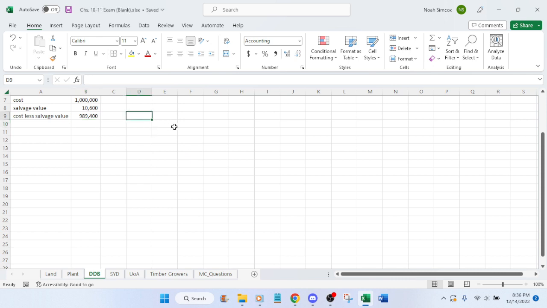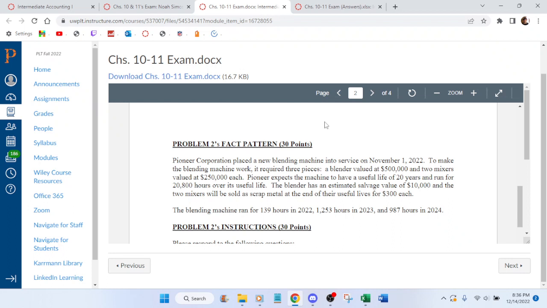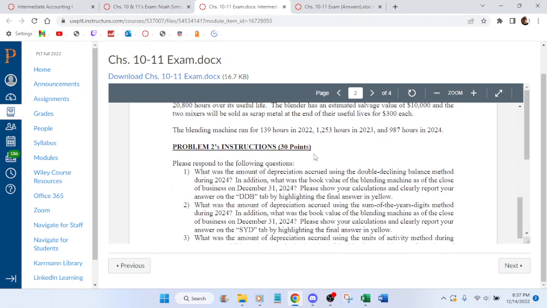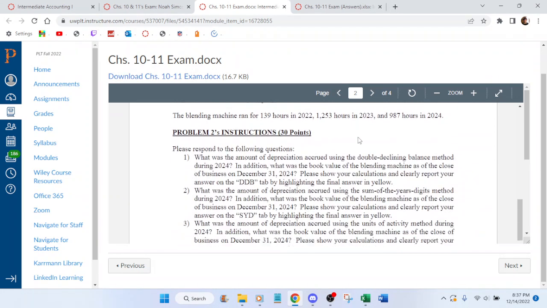So now I will do it a more efficient way than what I was doing before. I must compute depreciation. And also the useful life is 20 years. We have the amount of hours that they were worked. Double declining balance. And now we have to compute the book value of the blending machine. Well, the blending machine is the whole thing, dude.